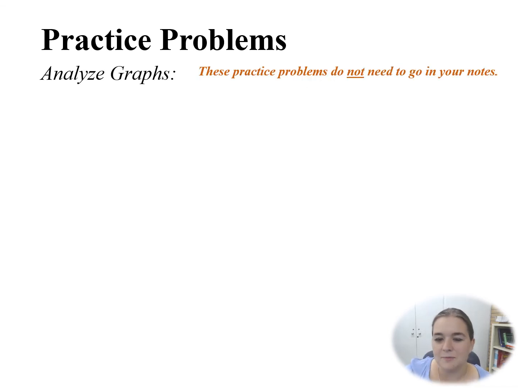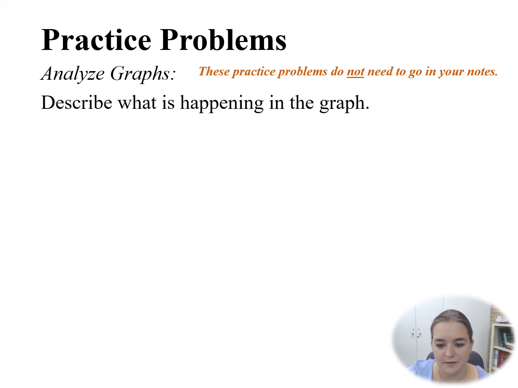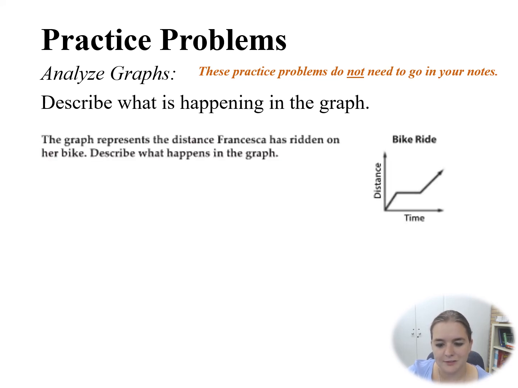So the last practice problem you don't need to include in your notes. You should have included the other ones, but these ones here, we're going to take a look at some graphs. And again, this is where your math is kind of sciencey today. First thing we want to do is describe what is happening in the graph. So if I take a look at this graph here, I see an independent variable of time and a dependent variable of distance. The graph represents the distance that Francesca has ridden on her bike. Describe what happens. So what I see is 3 separate segments on this graph here.